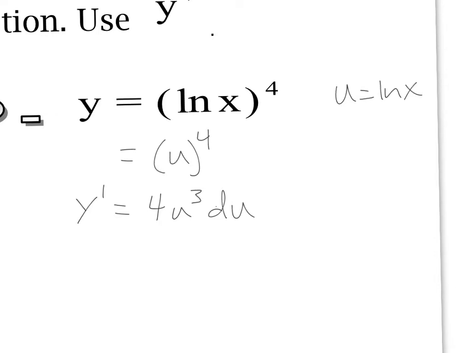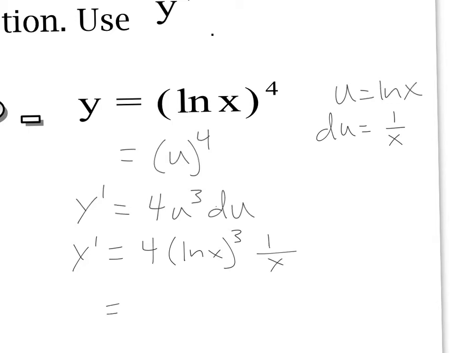So we can simply take the derivative of just u, and that would be the derivative of ln x, which is 1 over x. And so now I could plug everything back in. I know that the derivative is going to be 4. What was u? It was ln x. And then what is du? It's 1 over x. And so you could clean this up a bit. You can make it 4 ln x cubed over x. And now you have the derivative.